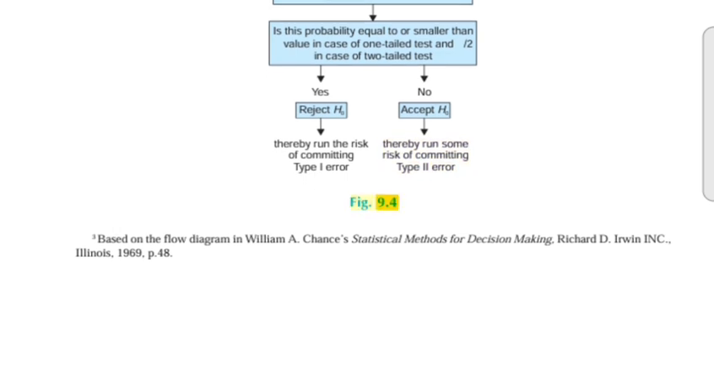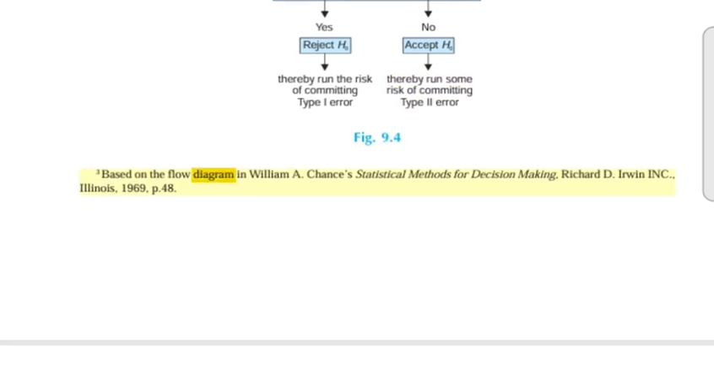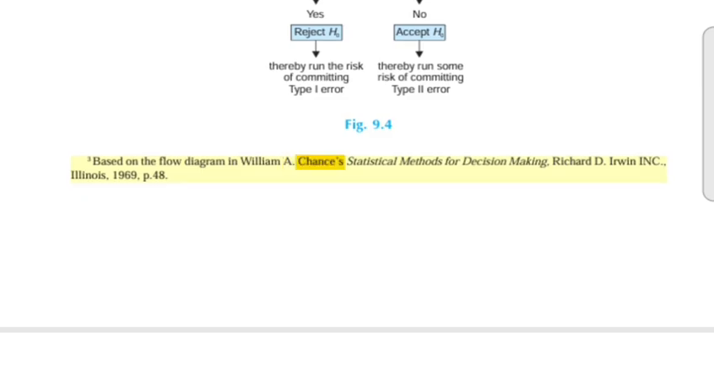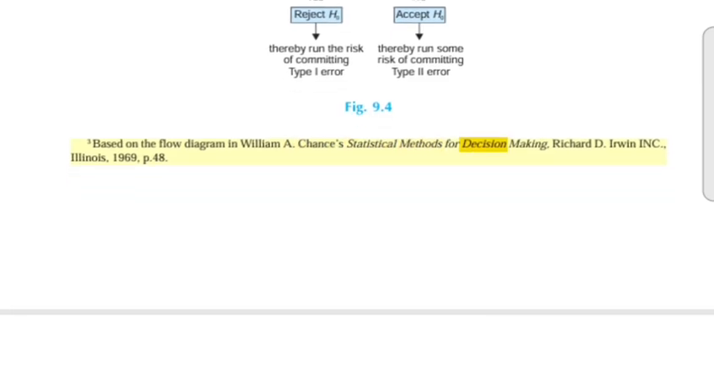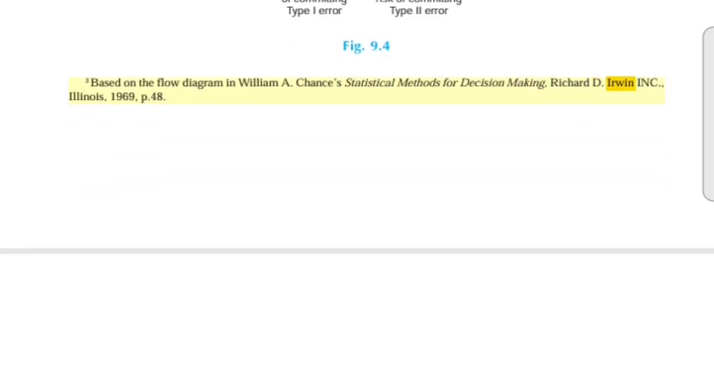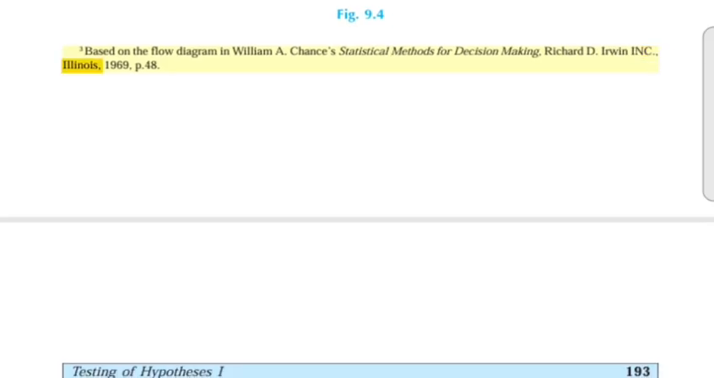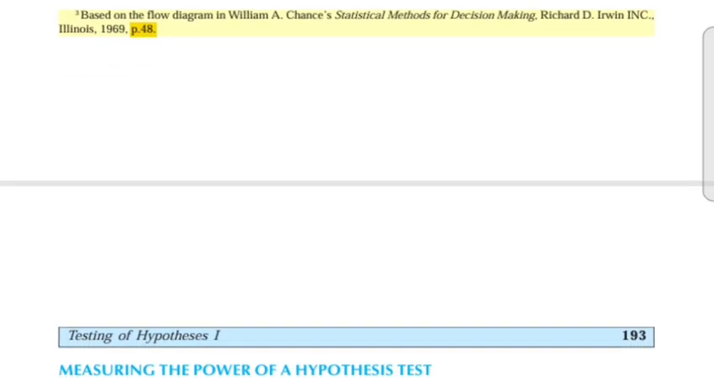Fig. 9.4. Based on the flow diagram in William A. Chance's Statistical Methods for Decision Making, Richard D. Irwin Inc., Illinois, 1969, page 48.